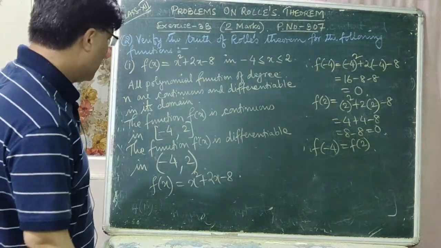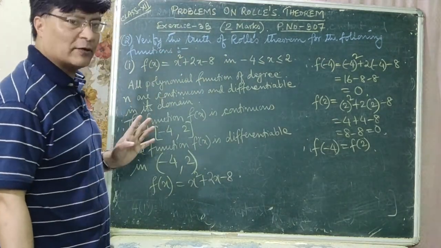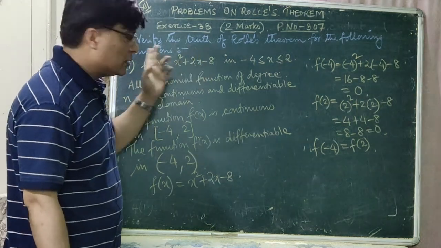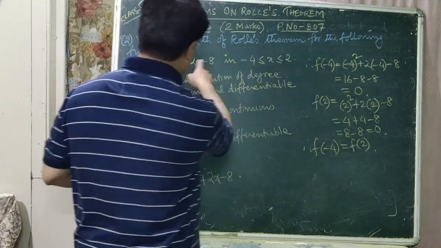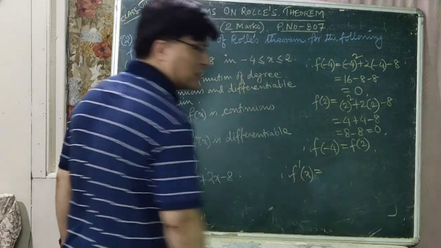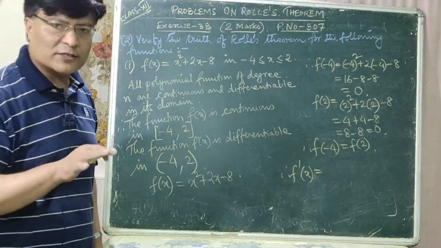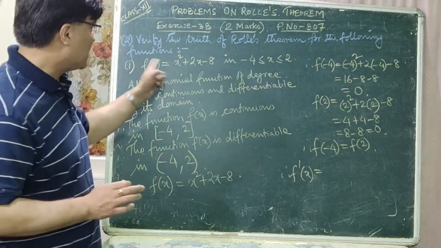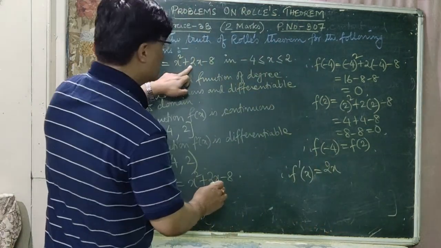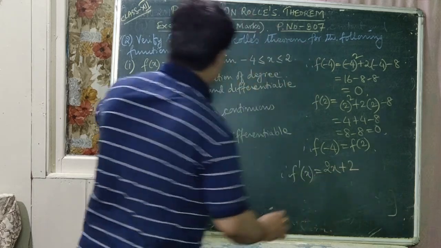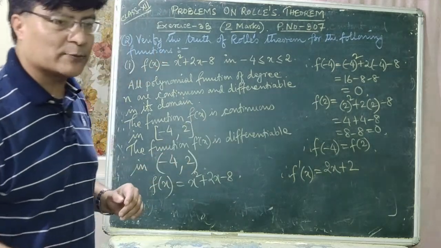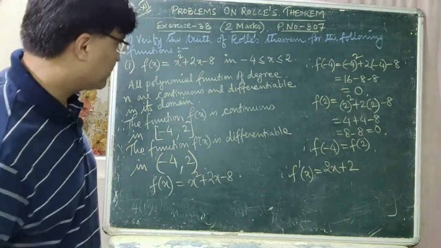Is that clear? We could also differentiate it, since f of x is equal to x square plus 2x minus 8. So what is this differentiation? You can differentiate it. What is f dash of x? Because we have already finished the first order derivative, isn't it? What is the differentiation of x square? It is 2x. What is the differentiation of 2x? Plus 2, and for minus 8 it is 0. So what is f dash of x here? It is 2x plus 2, right?